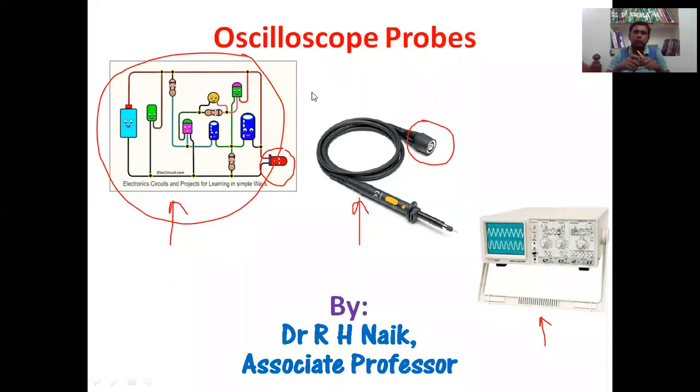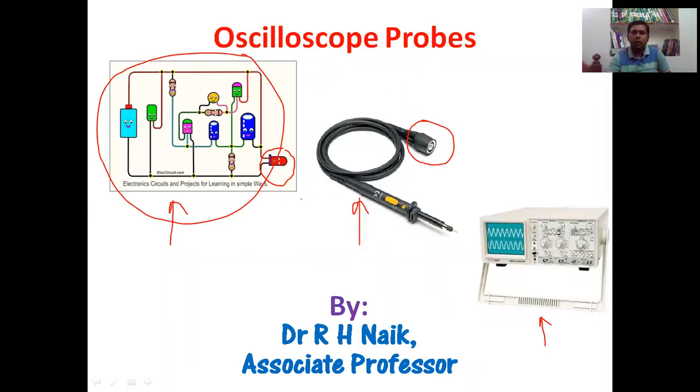That output we need to display on the CRO screen. What is the use of displaying this signal on the CRO screen? To measure the properties of the output: one is amplitude, the second is frequency, and the third is the phase relationship between the input and output signals of the circuitry. To measure the properties of this circuit output signal, we need to display that signal on the CRO screen. That is the purpose of CRO.